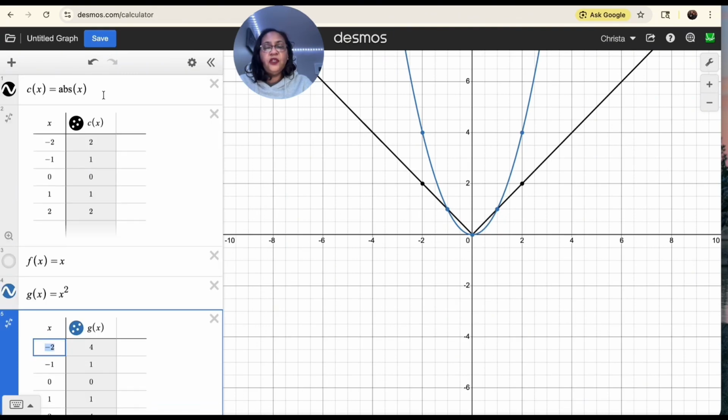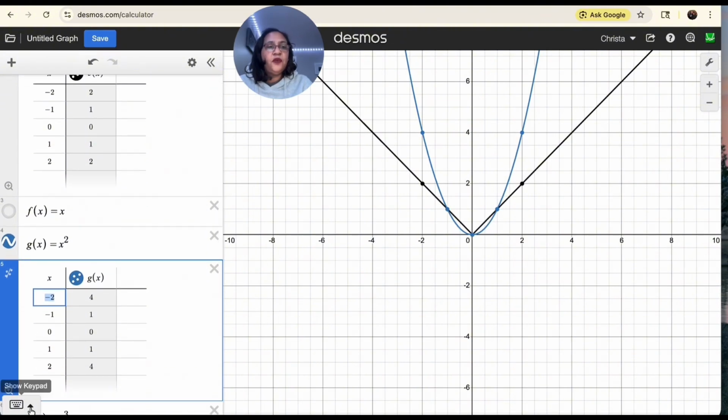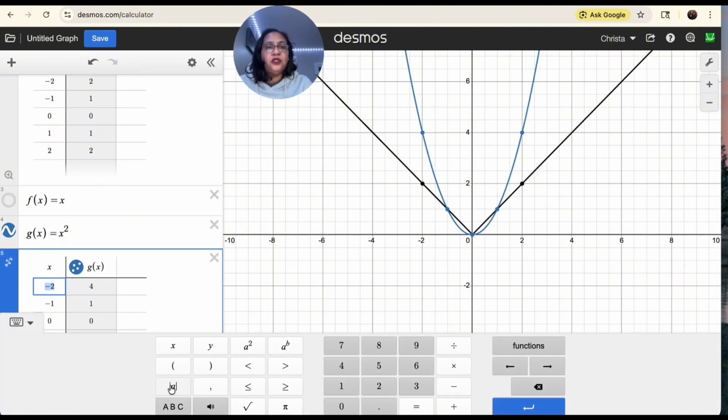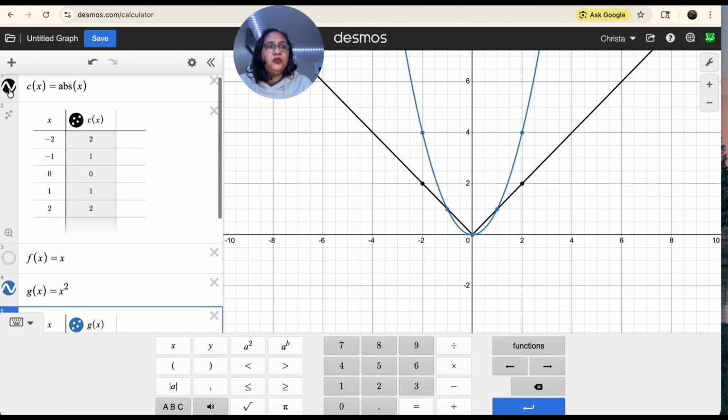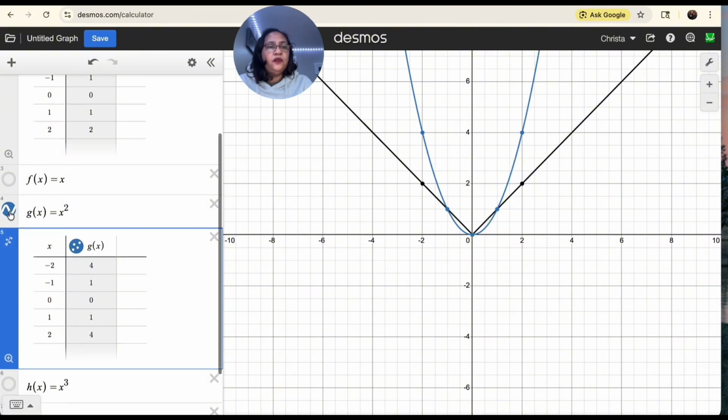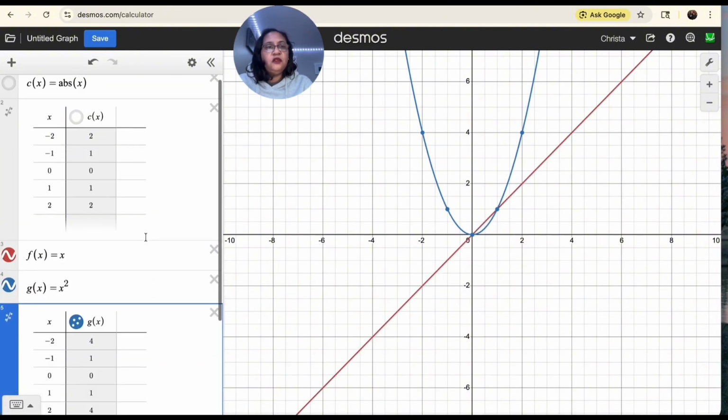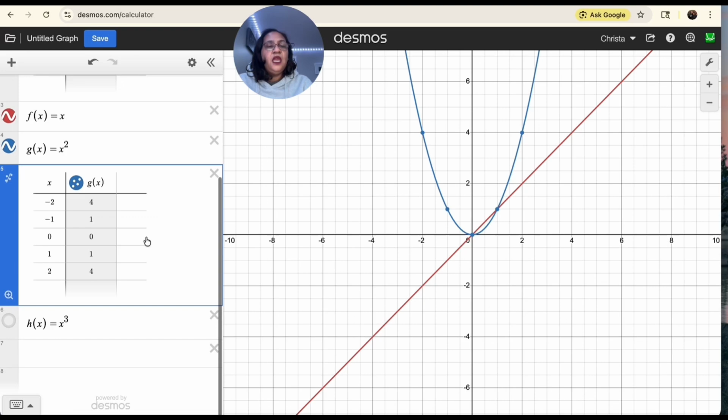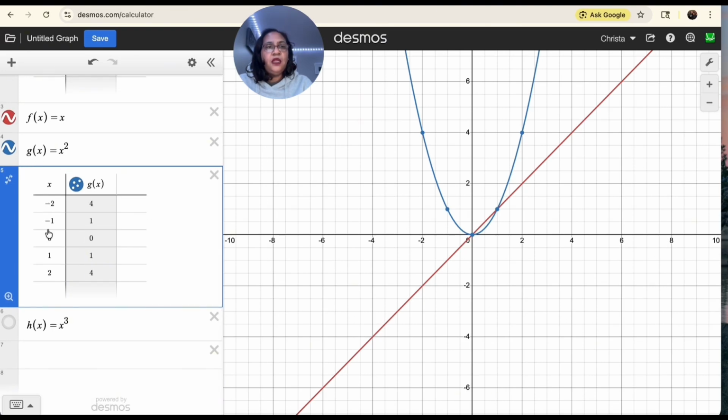The absolute value function is also a parent function that we can talk about. And there's a different way you can put the absolute value in. You can actually use this button down here to put that in. But in any case, I'm going to turn that off. We talked about the linear function, right? We talked about the table for that. And now we're just going to add in the next function, which will be x to the third power, which we call the cubic function. So I'm going to turn that on, and you can see the difference between x squared and x cubed.